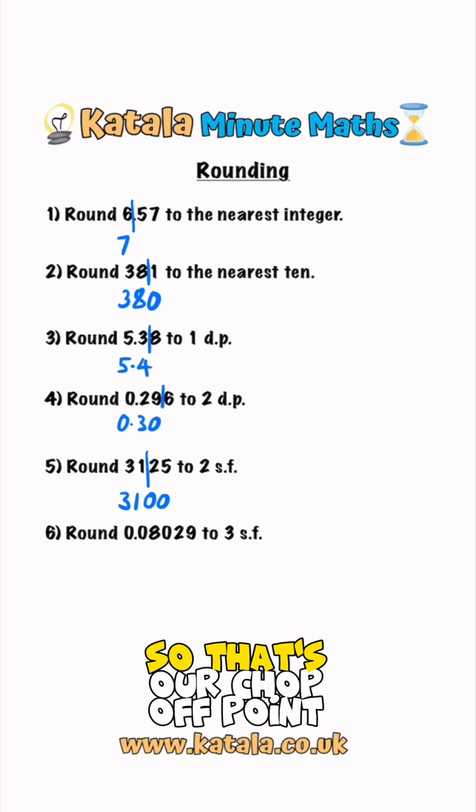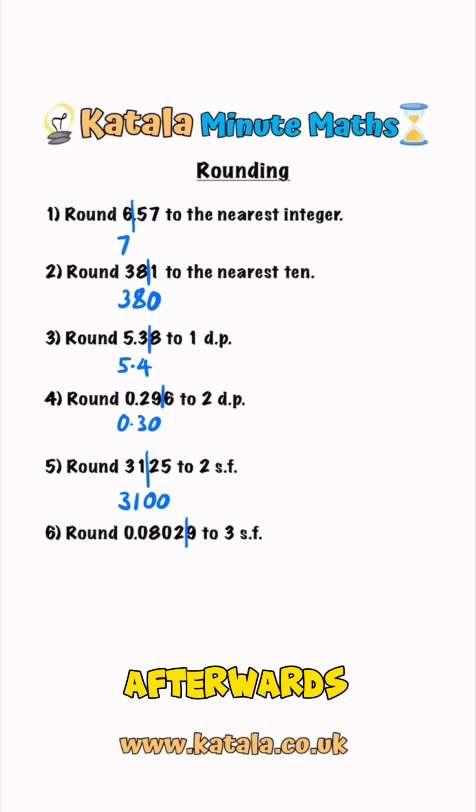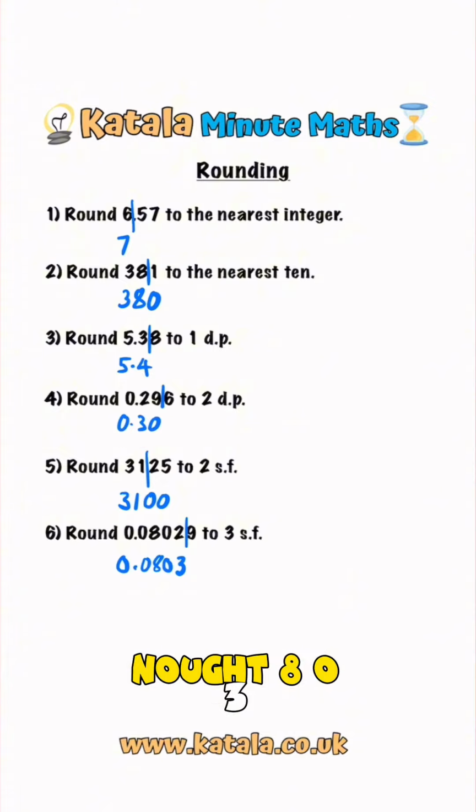So that's our chop-off point there, so we chop off everything afterwards. And since we've got a 9 after that, that 2 on the end is going to round up to a 3, and we get 0.0803.